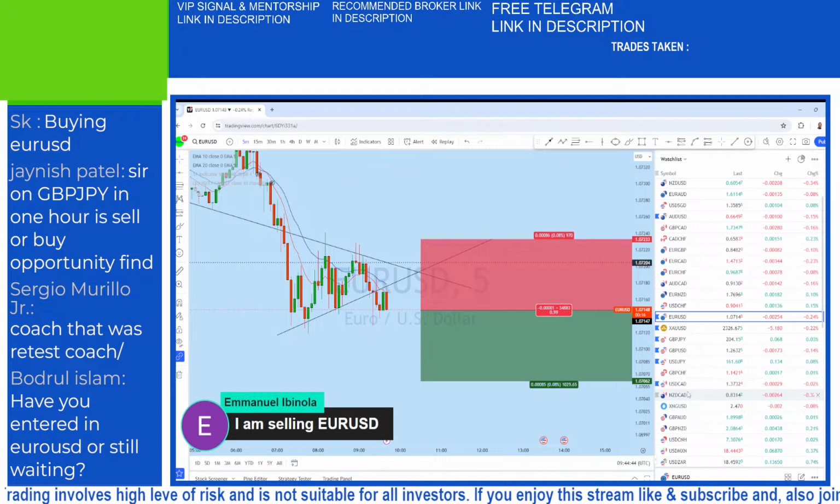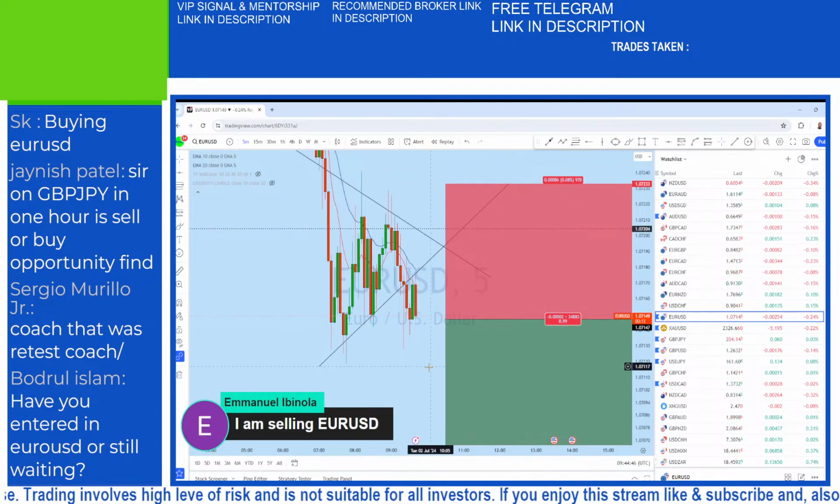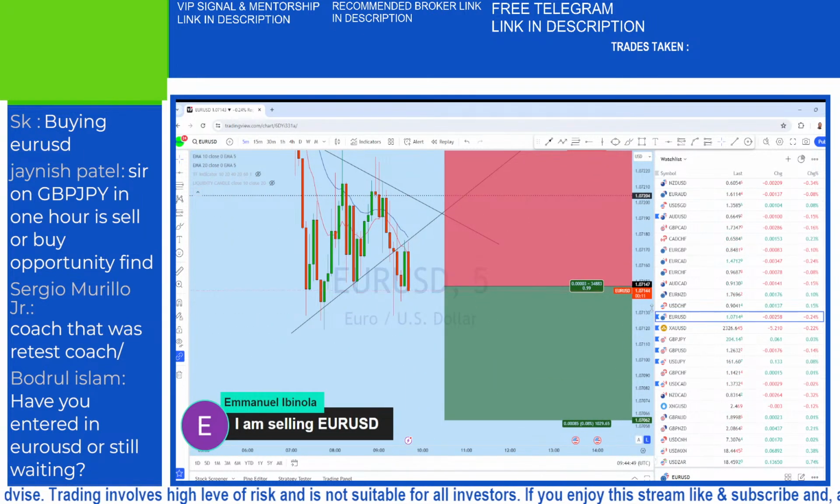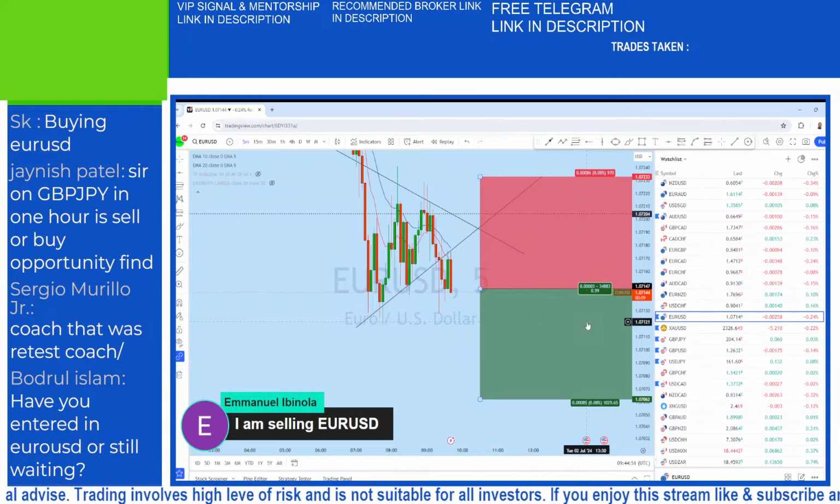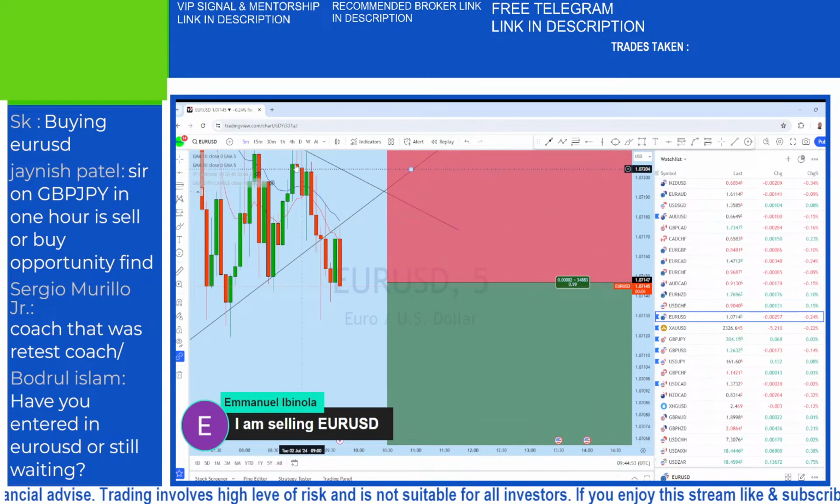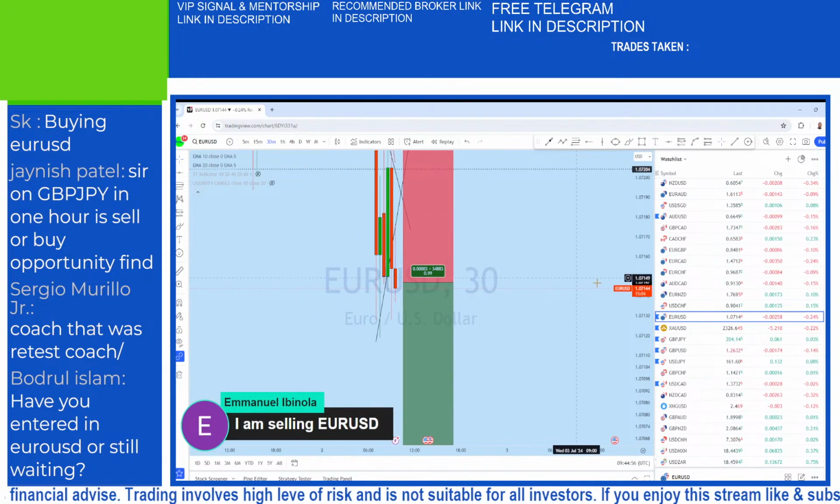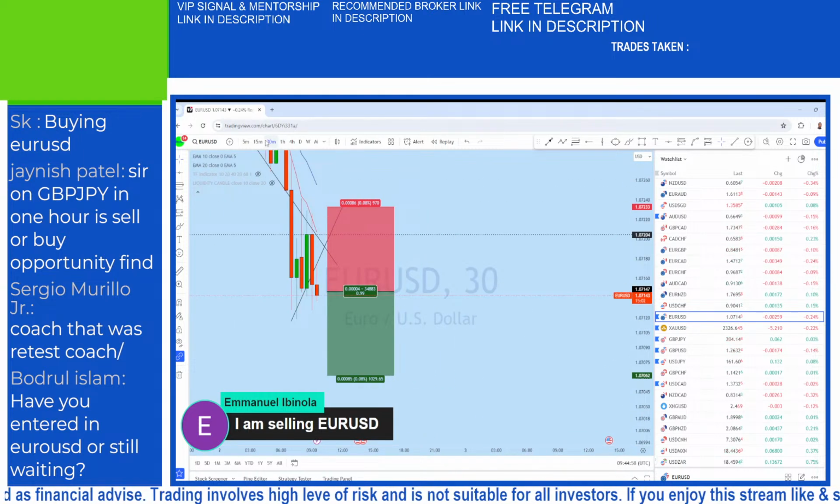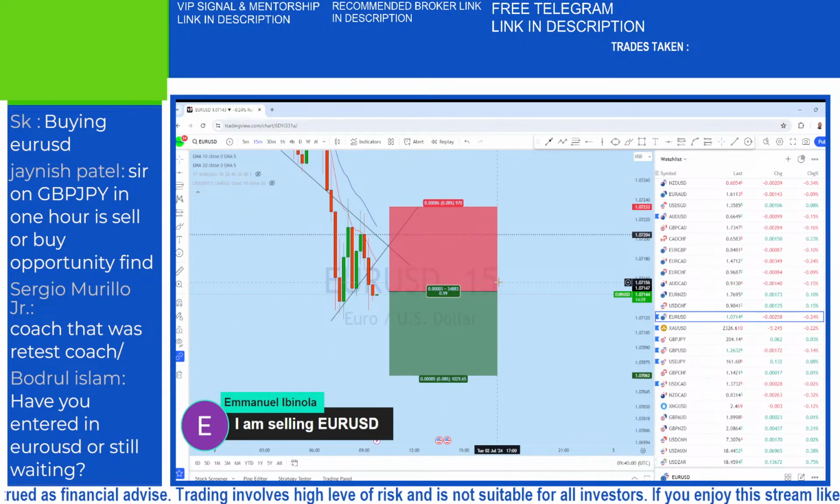So you can see, guys, EUR/USD is now trending nicely in the direction which we expected. Okay, so we see potentially downside on EUR/USD.